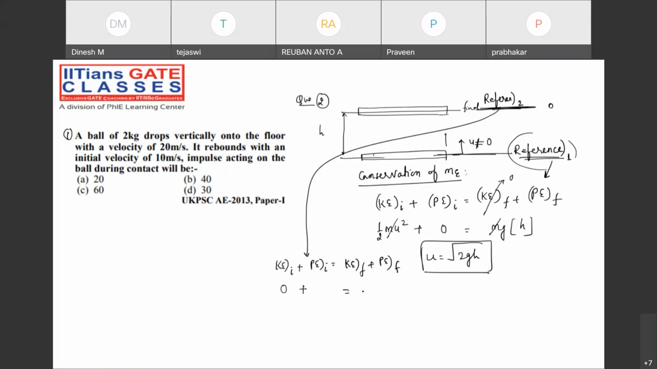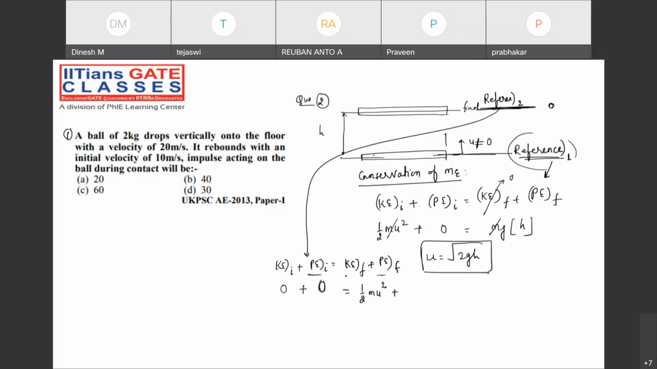What is the final kinetic energy? Half of m u square. What is the initial kinetic energy, initial potential energy and final potential energy? Let me know. If you are taking the reference from here to here, then what can we have? 0. Yes or no, guys?